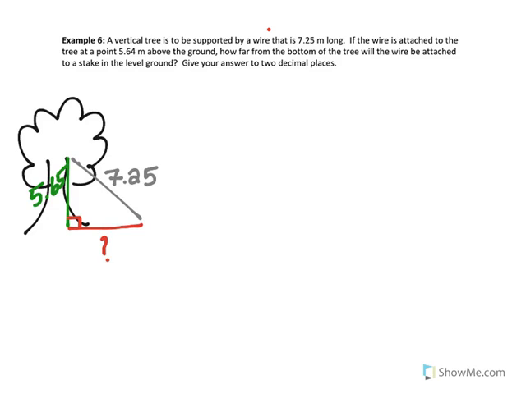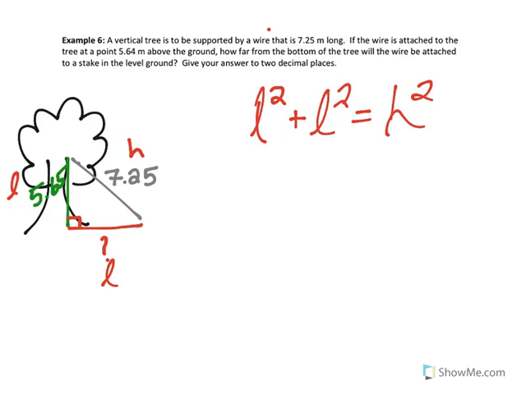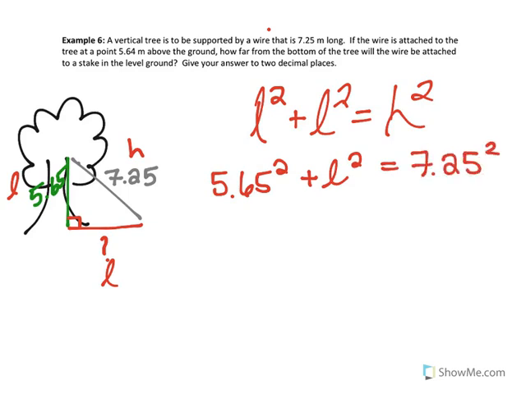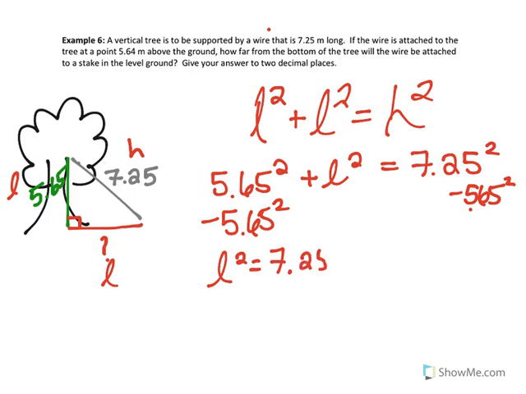So we're going to have the right angle made with the tree and the ground. So we have the hypotenuse and a leg. We are looking for the remaining leg. So we have leg squared plus leg squared equals hypotenuse squared. So we have 5.65 squared plus leg squared equals 7.25 squared. To get the leg by itself, we will subtract 5.65 squared from both sides. So we have leg squared is equal to 7.25 squared, subtract 5.6.